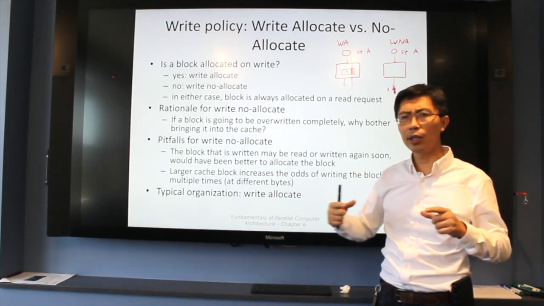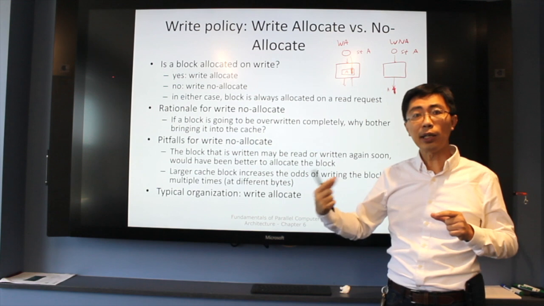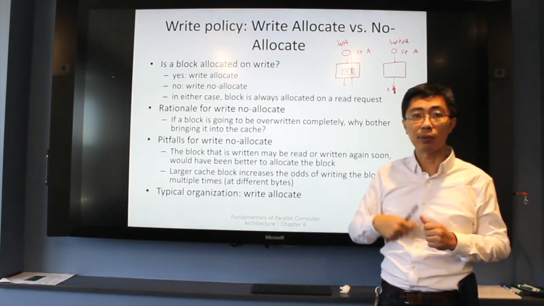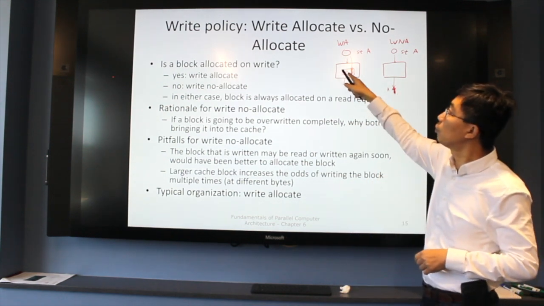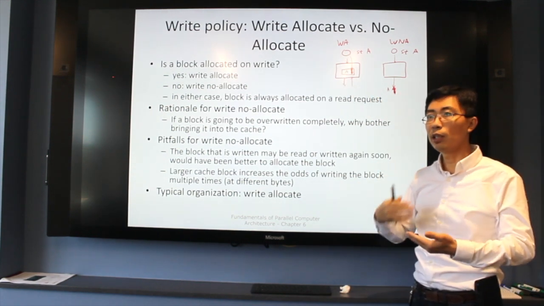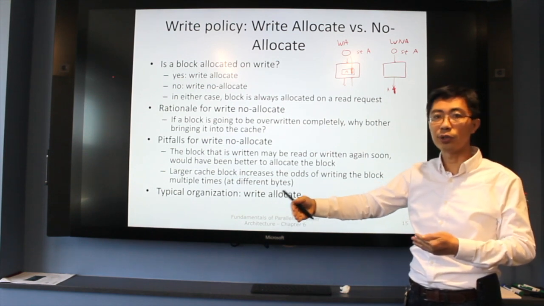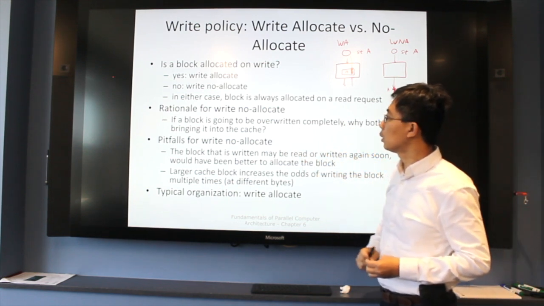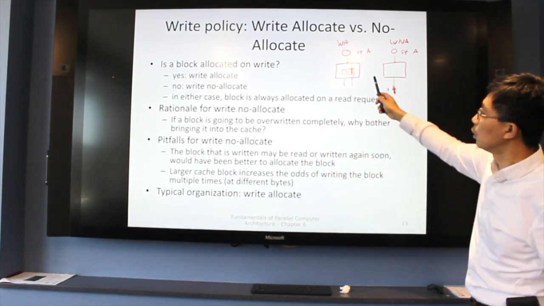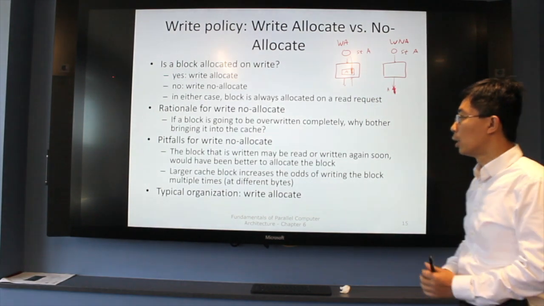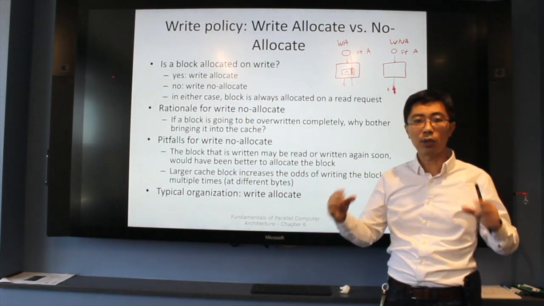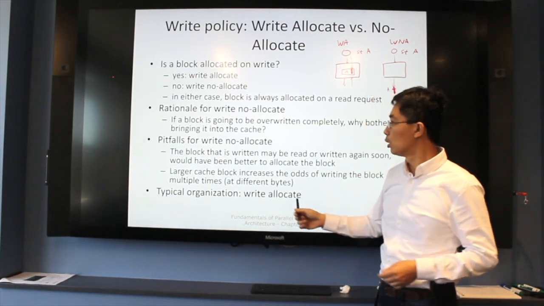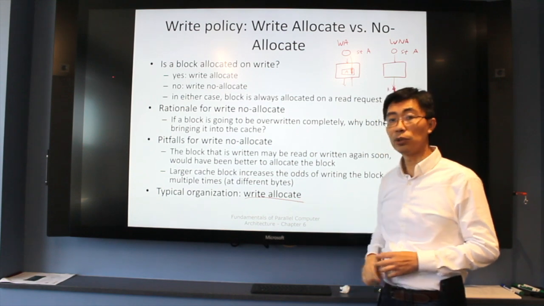Hopefully, in the near future, you may write to a different part of the block, or maybe the same part of the block, and you may read from the block. So you may as well bring it into the cache, so that if any of this happens in the near future, you already have the block in the cache. That's the rationale for write allocate. And these days, because the block has become quite large, 64 bytes quite common these days, a typical cache organization uses write allocate.